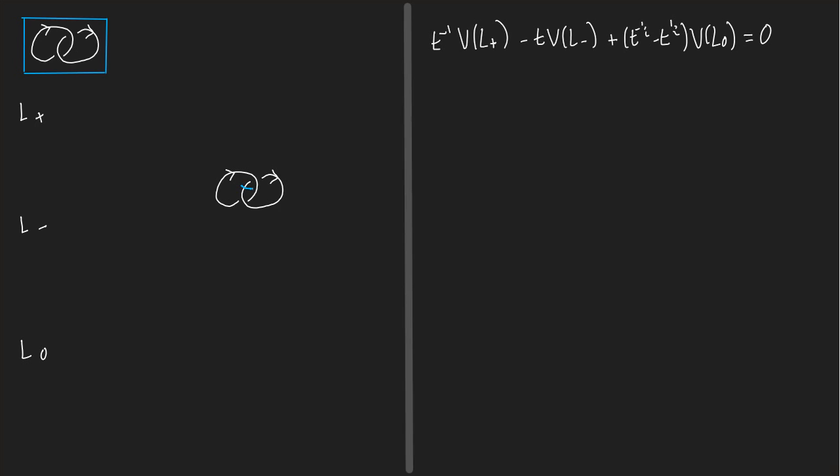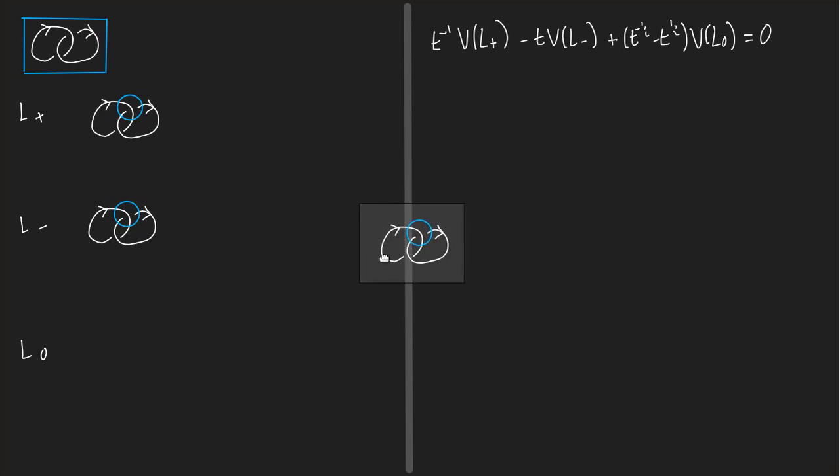is to pick a crossing like this one and work out whether it's positive or negative. Well, this is a positive crossing, right? I hope you can see that. So let's take this, the original, to be our L plus. What then do we get for L minus and L0?